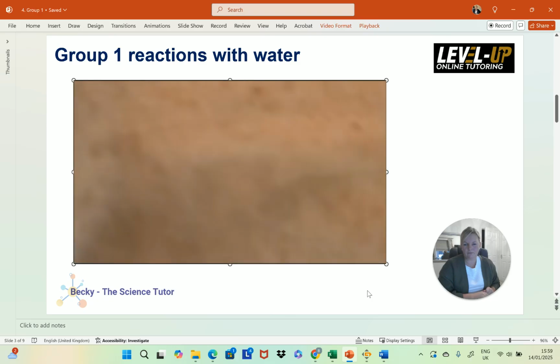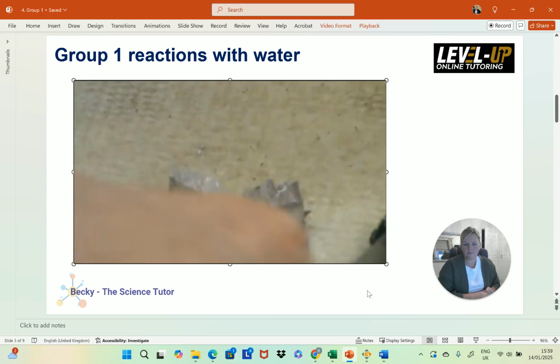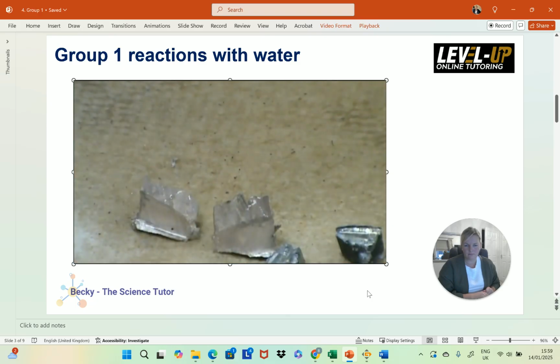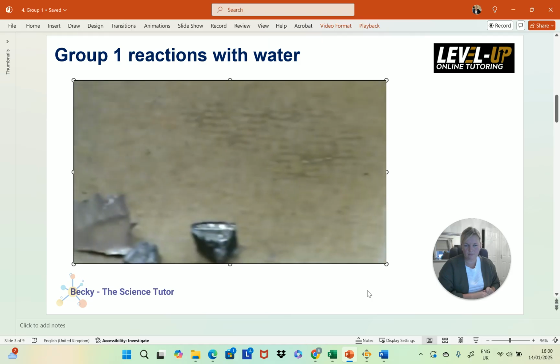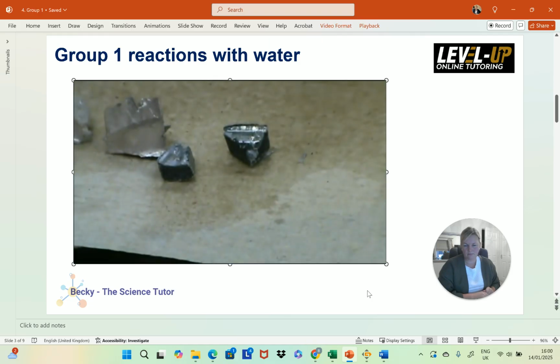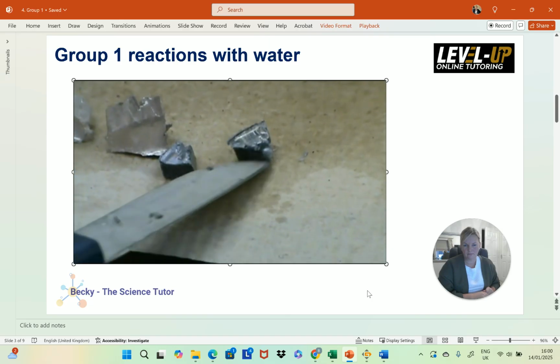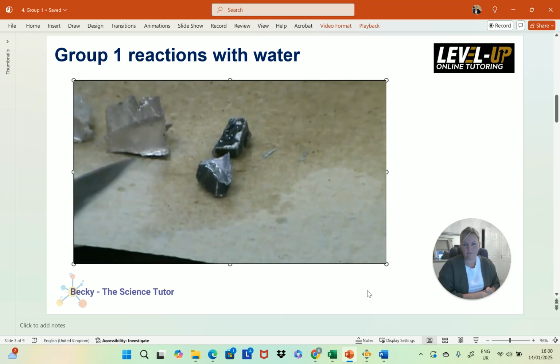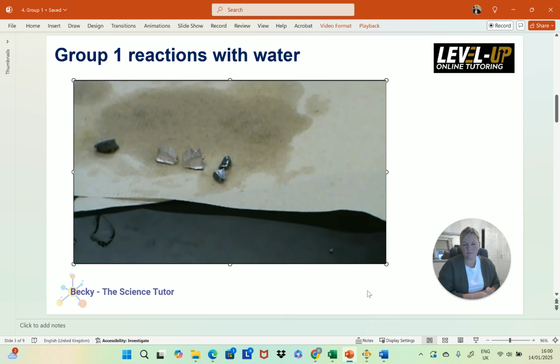I'm going to go ahead and give this kind of a half cut. So for the potassium, this is the side that's been freshly cut, and you can see the dullness to the other sides compared to that one. So I'm going to go ahead and take those three and add them to water, and we can look at the reactivity of those three alkali metals with water.